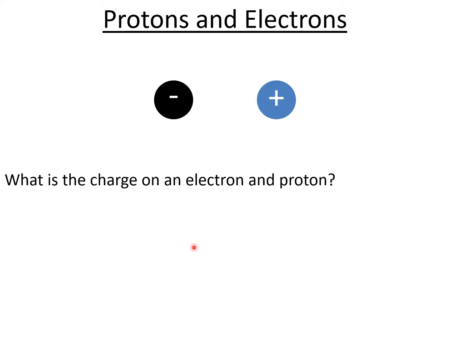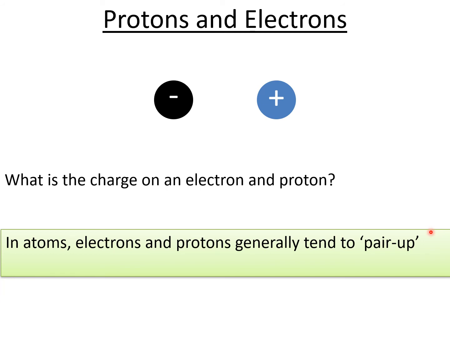So let's think about protons and electrons because we're familiar with those. What's the charge of an electron and a proton? Hopefully you can tell me it's a negative and a positive charge. Okay, and in atoms, electrons and protons will generally tend to pair up. What I mean by that is, if you think about an atom, you've got a positive nucleus where all the protons are gathered together, and then orbiting around that nucleus are your electrons. The reason why the electrons orbit around the nucleus is because there's this attraction between opposite charges. And so that's how we describe an atom.